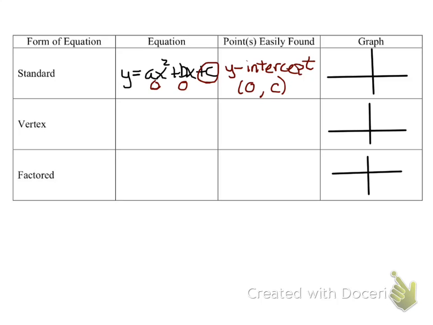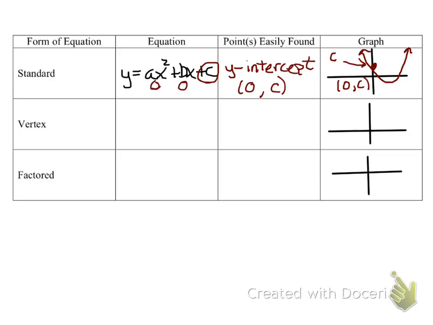So in terms of what we know on a graph, if we were to graph our parabola, then what we do know from the graph is this point right here where it hits the y-axis is c. That's the point (0, c). So that's what standard form gives us. That's the most basic information we can get from that equation.